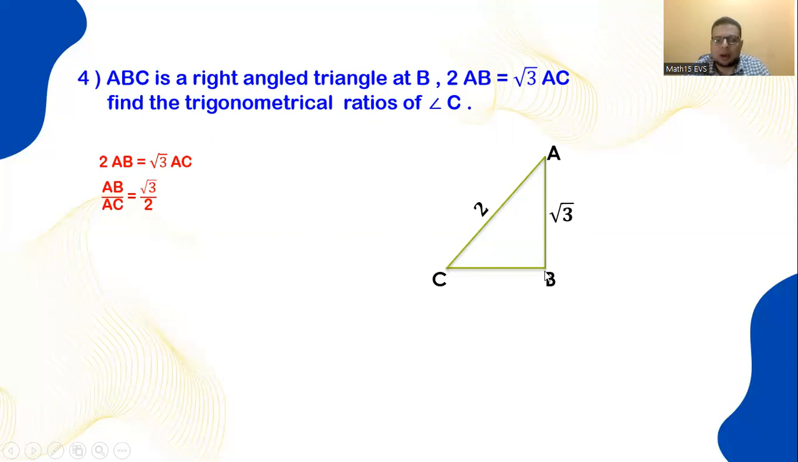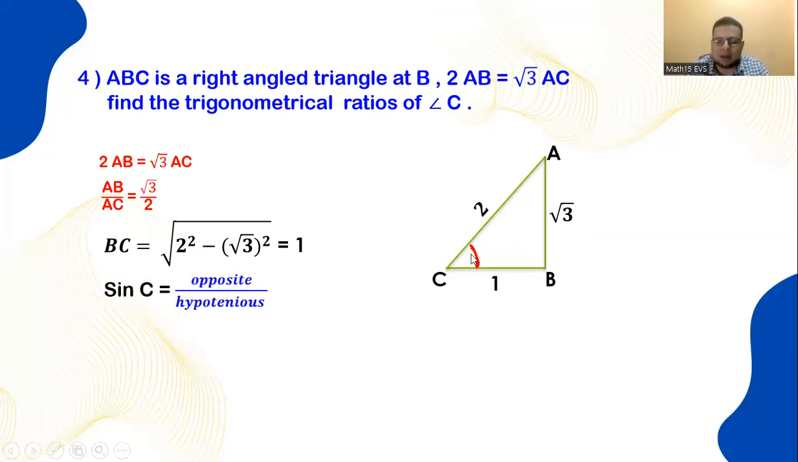2. You can get BC by the Pythagorean theorem: square root of hypotenuse power 2, 2 power 2, minus root 3 power 2, and the square root, you will get 1. So BC is 1. Now you can get all the trigonometrical ratios for C: sine, cosine and tan.